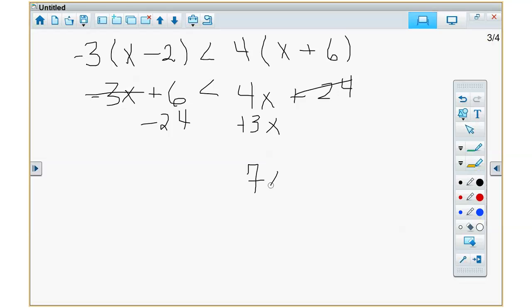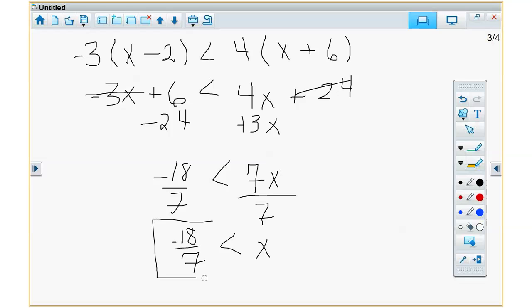7x is greater than negative, you have $6 in your pocket. You owe 24, so you still got to owe what? And divide by 7. So x is greater than negative 18/7. Now, if you have to change it into a mixed number to graph it, that's fine. But I would leave it as 18/7 and just change it in your head. Well, 2 times 7 is what? 14. So 4/7 is a half. So that's what? 2.5? Negative 2.5.